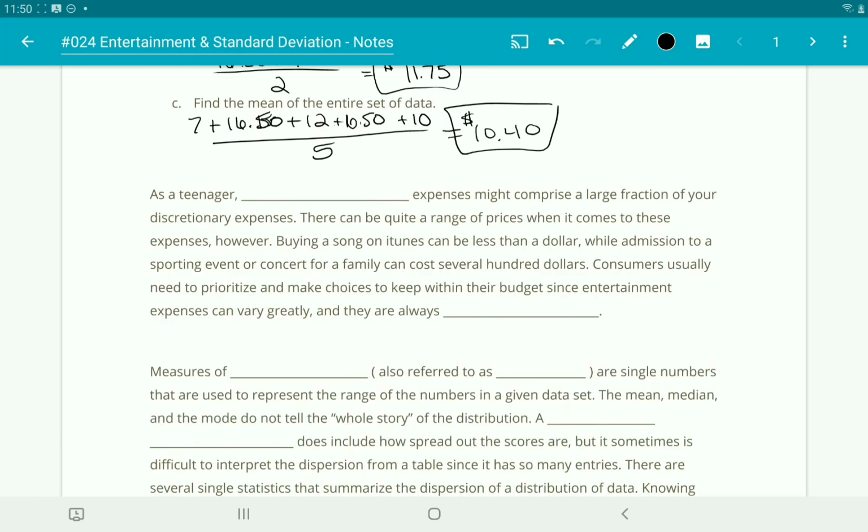So, reading the next part. As a teenager, entertainment expenses might comprise a large fraction of your discretionary expenses. There can be quite a range of prices when it comes to these expenses. However, buying a song on iTunes can cost less than $1, while admission to a sporting event or concert for a family can cost several $100s. Consumers usually need to prioritize and make choices to keep within their budget, since entertainment expenses can vary greatly, and they're always discretionary because they're not necessary.